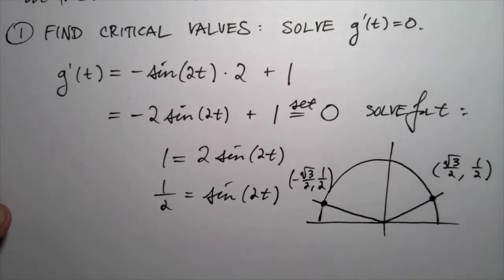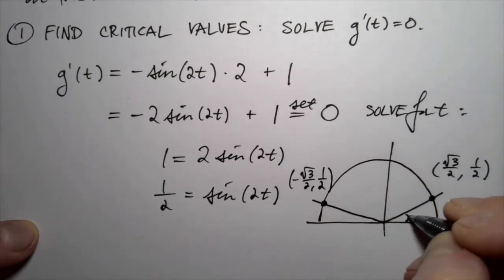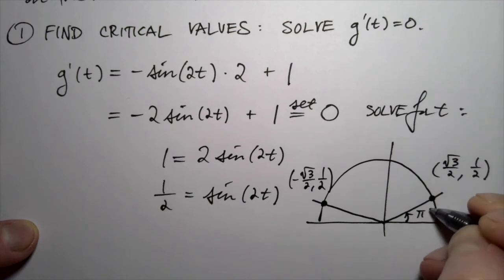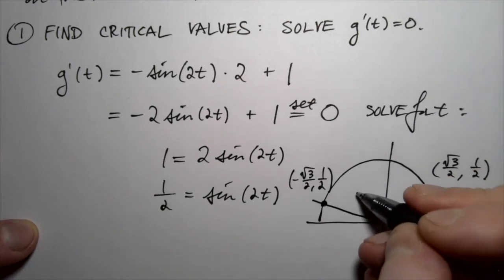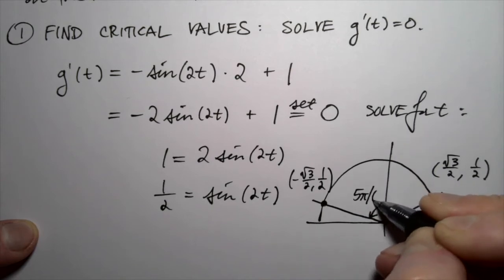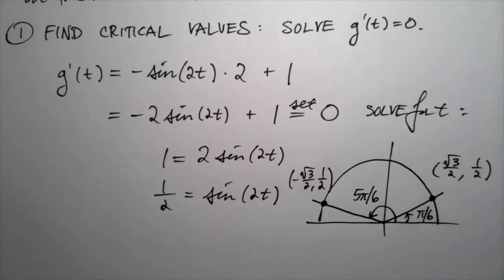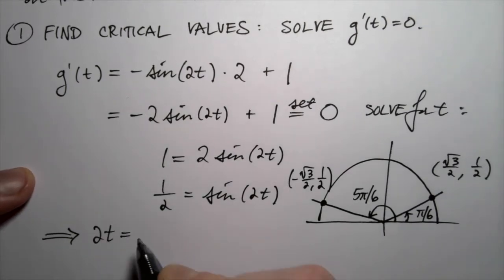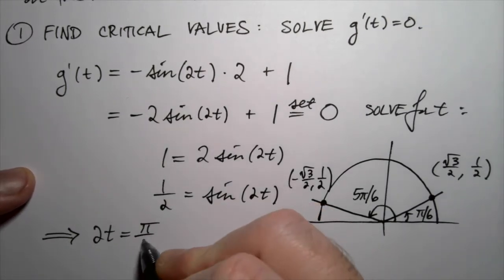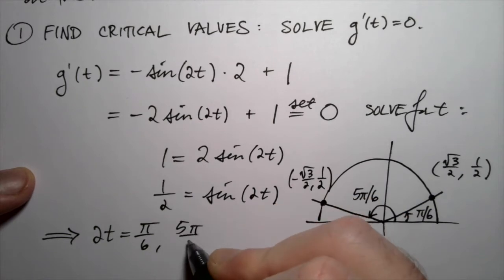What are the angles where this occurs? That first angle there, that's pi/6. And the second angle here, that's almost halfway around. It's almost to pi. It's 5π/6. So those are our angles where sine of 2t is equal to 1/2. So by looking at the unit circle, we see that this equation is satisfied when 2t is equal to pi/6 or 5π/6.